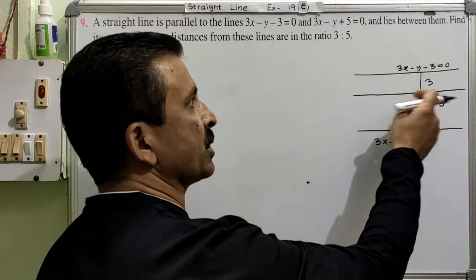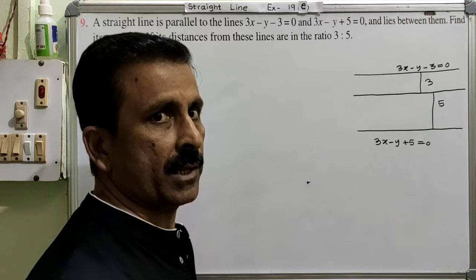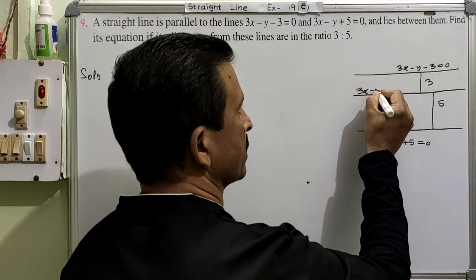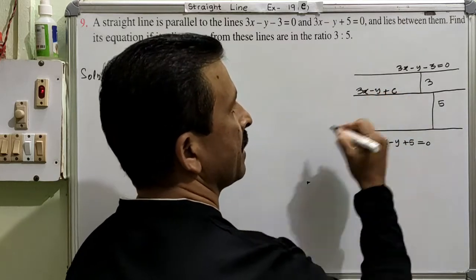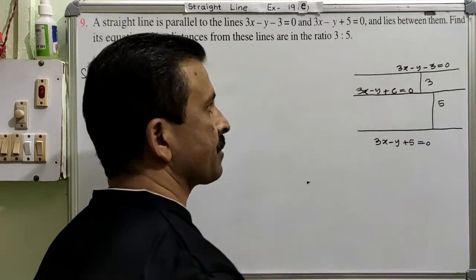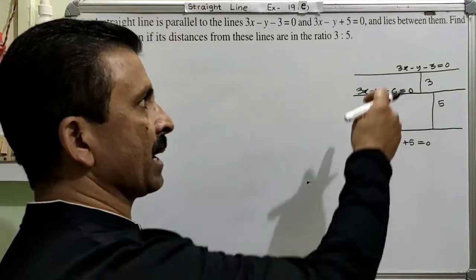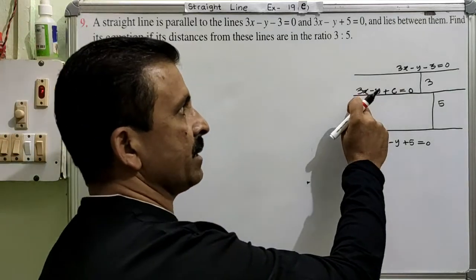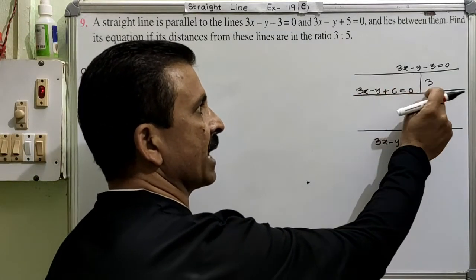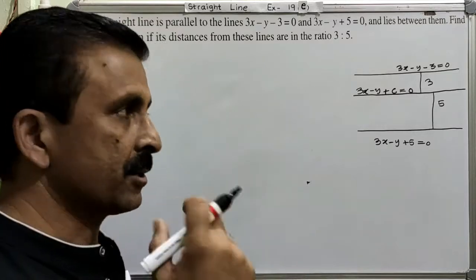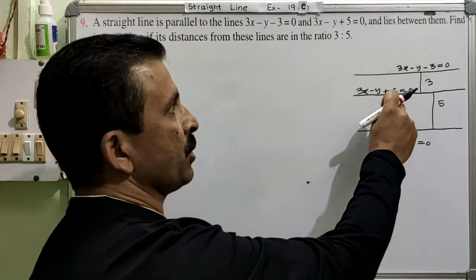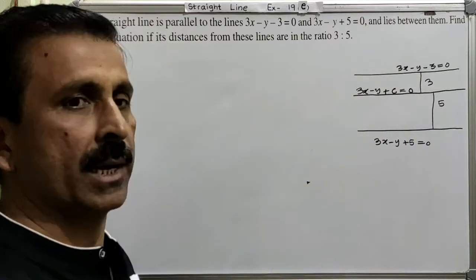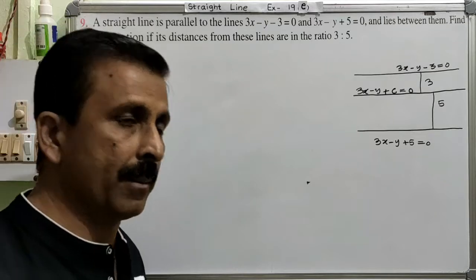Now since we are going to assume, we cannot know what the constant for this is, therefore we will assume the equation of this line as 3x minus y plus c. This is unknown. So this is the line that is parallel to these two given lines. Now this is our assumption. Our task will be completed the minute you get the value of c. So here you have to only find the value of c and then you will be able to get your equation. Hope I am able to make it clear.